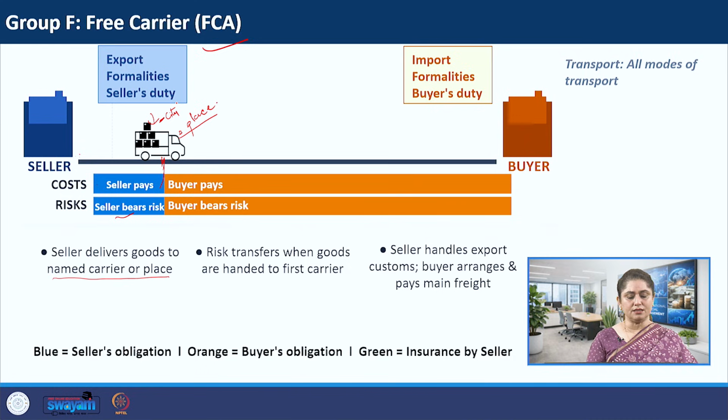So here risk transfers when the goods are handed to the first carrier. Now there can be various carriers during the transit. There can be a truck, there can be a ship, there can be an airplane and so on. So this is the first carrier, fine. So till the first carrier, the risk is borne by the seller as well as the transportation cost, and the seller handles the export. Here export formalities are handled by the seller while the import formalities are handled by the buyer. Now here FCA stands for Free Carrier, it belongs to group F. Here the main carriage is unpaid.